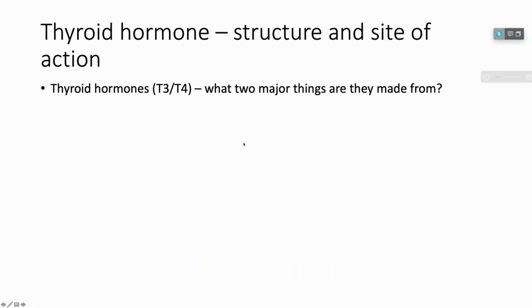Danielle, can you tell me again, repeat, what are the two major things that thyroid hormones are made from? They're made from tyrosine and iodine. Perfect. Tyrosine and iodine. Great.